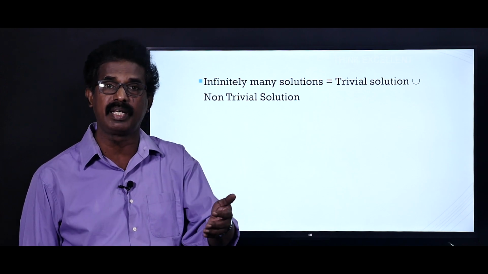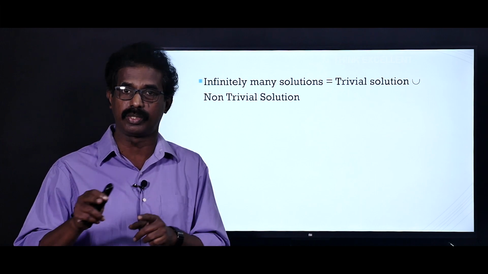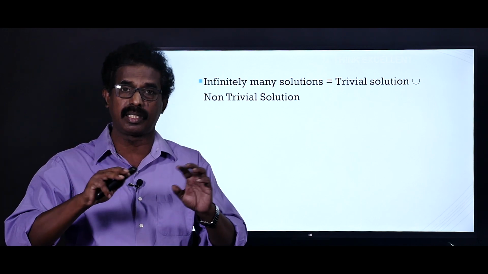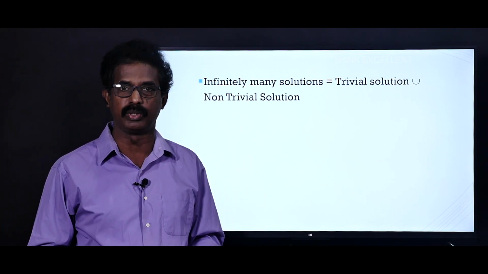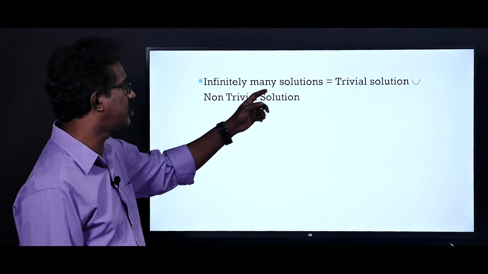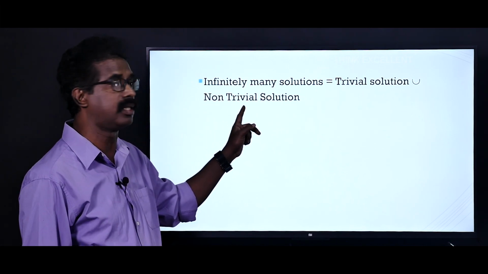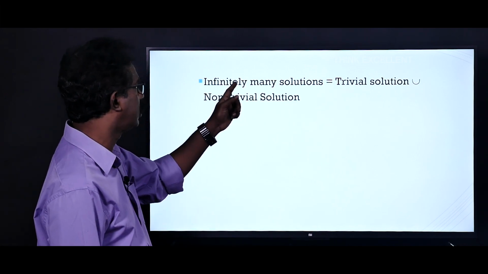what? Non-trivial solution. So trivial solution is only one. What is that? 0, 0, 0. That is called trivial solution. Any other solutions, if we have, are called non-trivial solutions. Together we call it as infinitely many solutions. So infinitely many solutions means it is a union of trivial solution and what? Non-trivial solution. Trivial, non-trivial, together we call it as what?